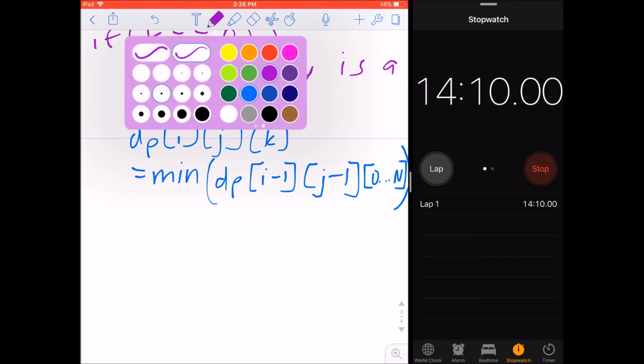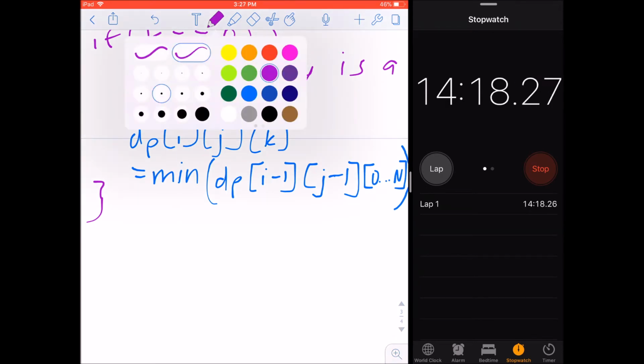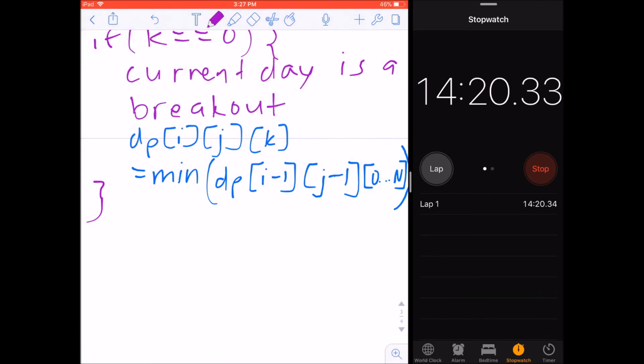And let me explain this a little bit. Okay, so if we're breaking out on the current day, the previous day can have any value. This is what 0 to n means. They can have any possible value. We don't care what the previous day was. J minus 1 means the previous day had 1 less breakout. I minus 1 means we're on the previous day. So that's what that means.